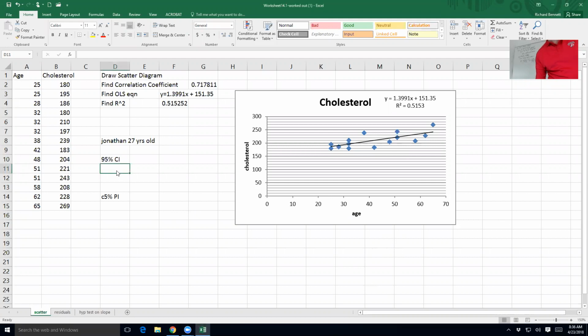In order to do that, if you're just looking at the formula here, I'm going to need some sort of a y hat. Well, the y hat is going to be 27 because that's how old Jonathan is. We're finding his confidence interval. Your t sub alpha over 2, how do I find that?